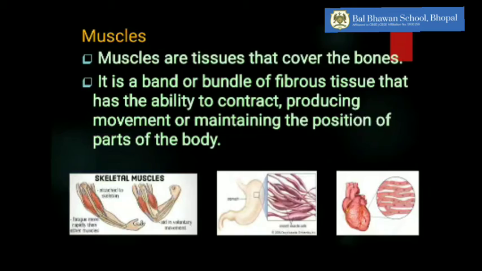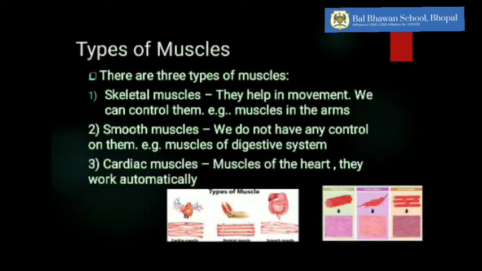Now let's talk about the second part of today's topic, that is muscles. Do you know what are muscles? Yes, you might have heard this word. Muscles are soft stretchy bands of tissue. Muscles are tissues that cover our bones. It is a band or a bundle of fibrous tissue that has the ability to contract, and they help in producing movement, or they maintain the position of various parts of your body. The muscle makes itself smaller when it contracts and returns to its original size when it relaxes.